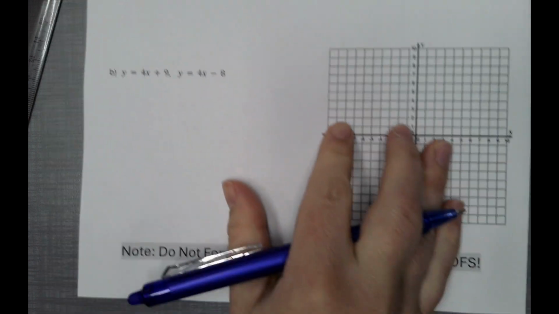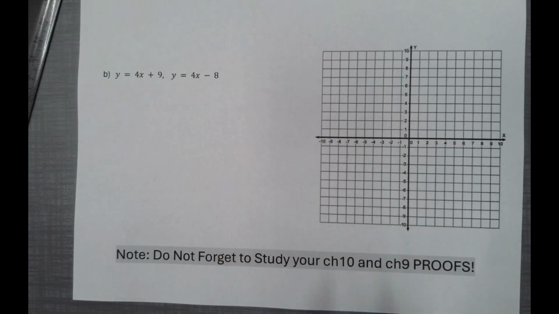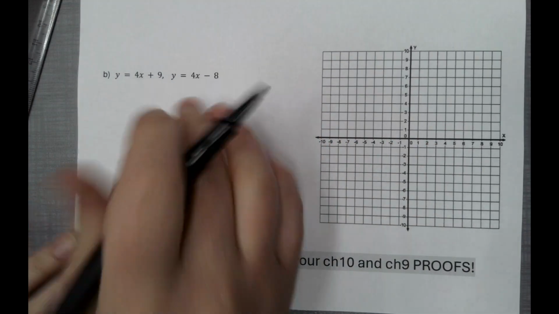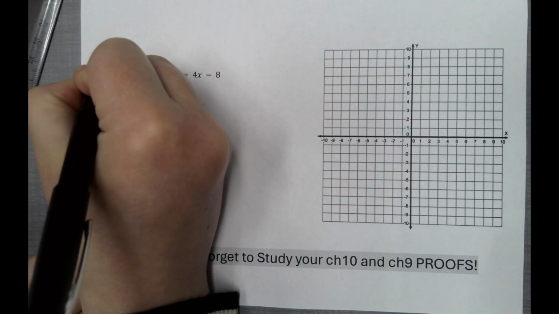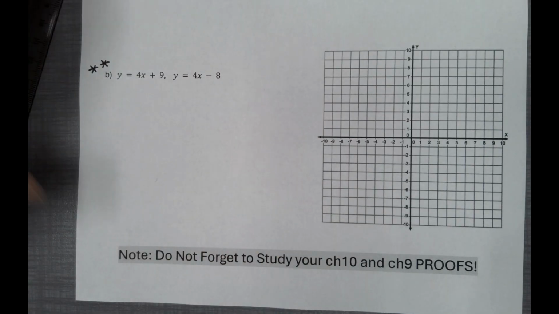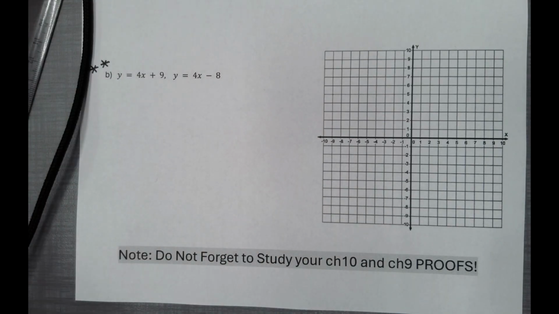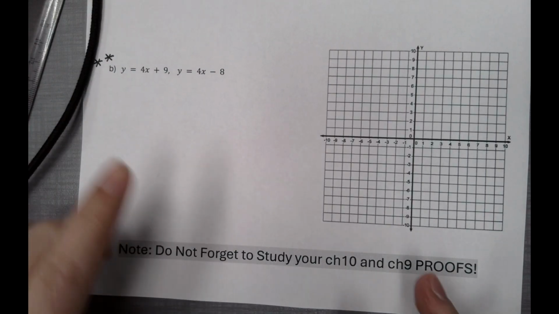Let's actually do B, and B is the one that's going to be more like the test. So if you want to put a little star here, this is definitely going to be more like the test. Make sure you know how to do this. All right, step number 1, you're going to graph both lines. Do one at a time.